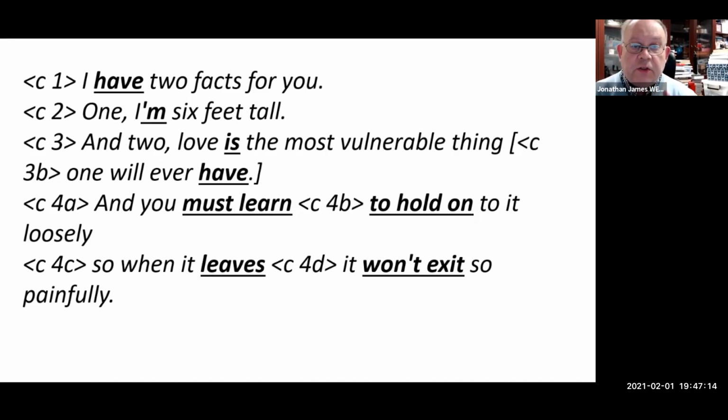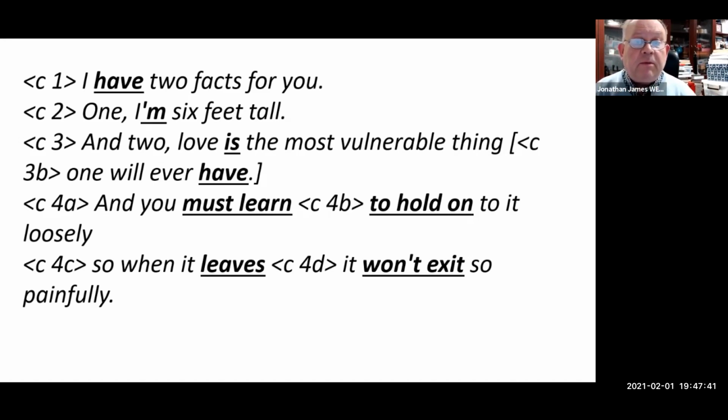Now, you'll notice that I'm indicating here, there's another clause, 3B, and I put it in. I've not only identified its clause 3B with those angle brackets, I've also put it within square brackets. Why did I do that? I'm identifying the fact that it is an embedded clause. It's really a relative clause.